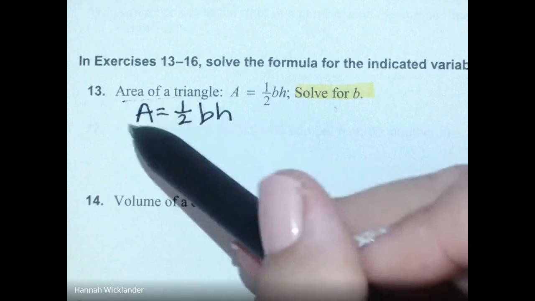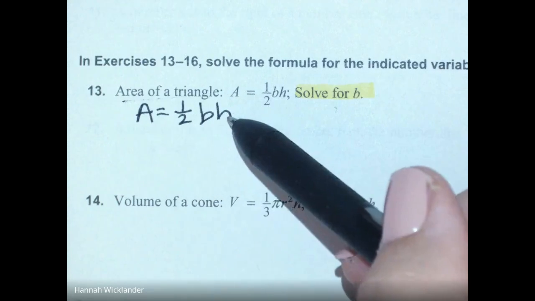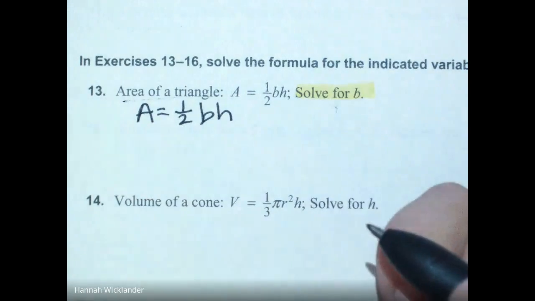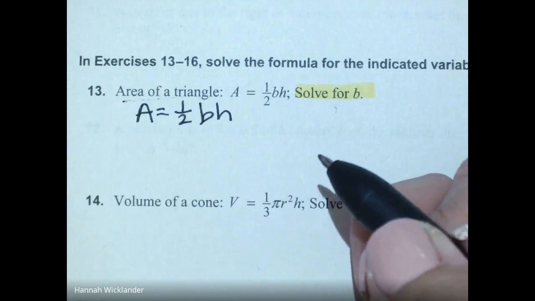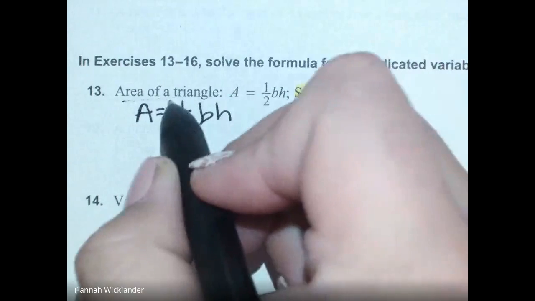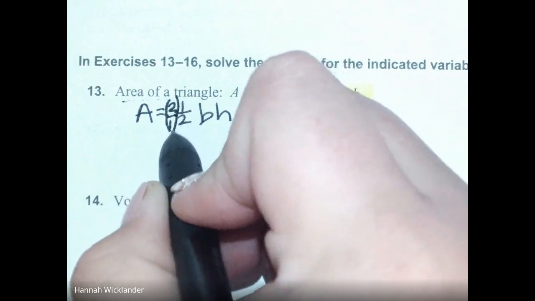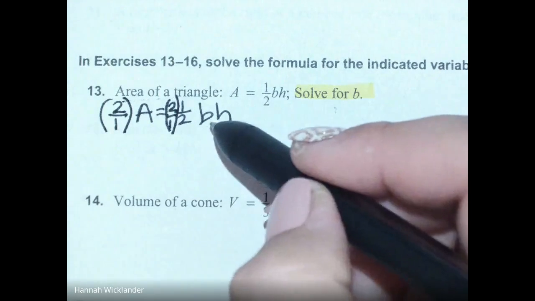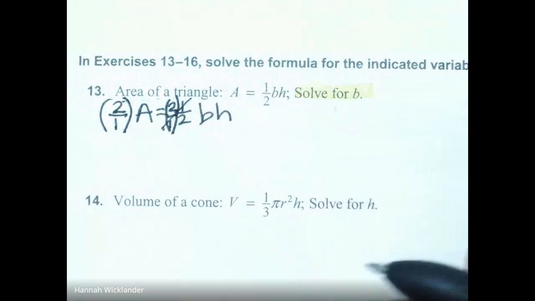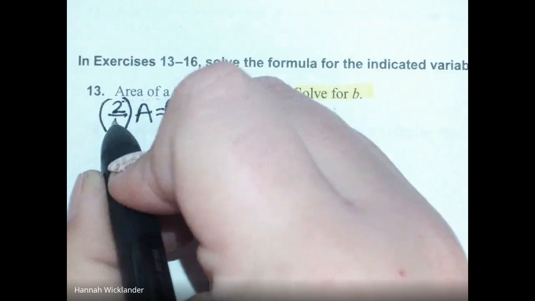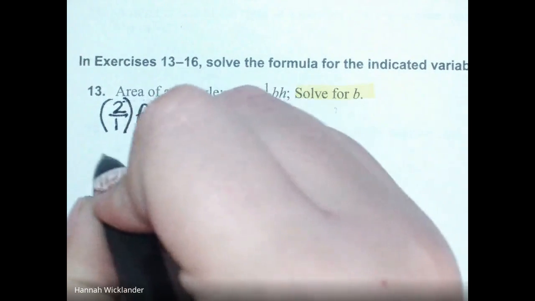So now I'm going to try and get the B by itself. So I'm going to have to undo or use the inverse operation of what's being done here to get it by itself. So the 1 divided by 2 is division. So to move the 1 divided by 2, I'm going to do multiplication. So I'm going to multiply it by the reciprocal fraction, which is 2 divided by 1. And I'm going to do that to both sides of my equation. And then on the right side, my fractions will cancel. And I'll be left with BH. And then 2 divided by 1, or 2 times A, gives me 2A.